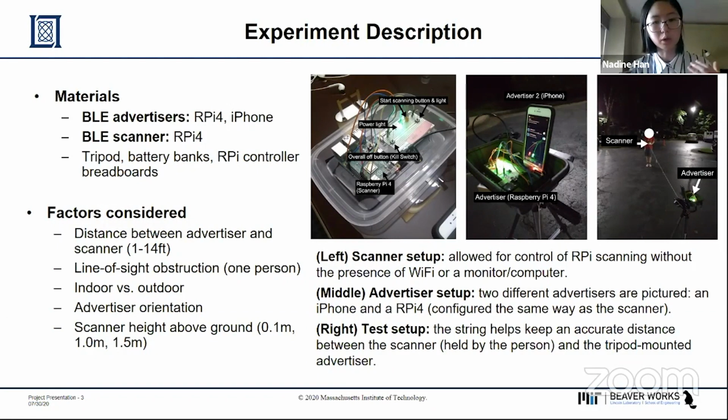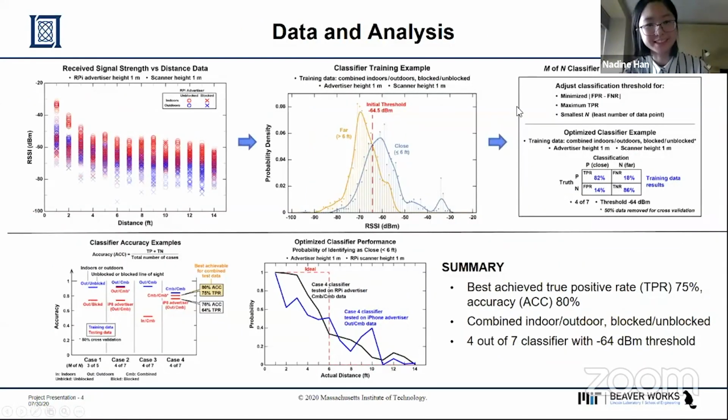Another factor considered was indoors versus outdoors, so how confined the space the advertisers and the scanners were in. And then there's also advertiser orientation, so at which angle the measurements were taken of the advertiser. And finally, the scanner height above the ground. That's 0.1 meters, which is about foot level, 1 meter, which is about middle level, and then 1.5 meters, which is about head level. So if you can move on to the data analysis.